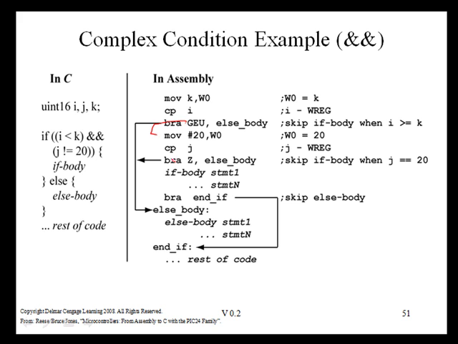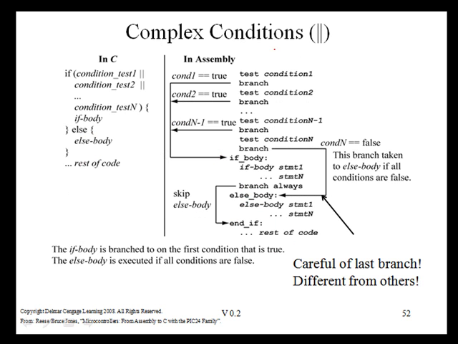If neither of these branches are taken, if we fall through here and fall through here, that means that both of these conditions are true, and then we will execute the if body statements. At this point, we're going to need a branch always, an unconditional branch to the end if to skip around the else body statements. So let's take a look at complex conditions involving the logical OR.